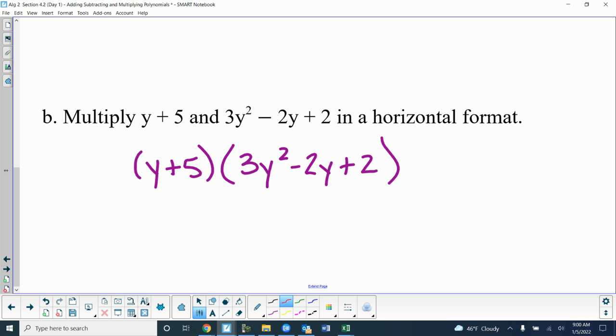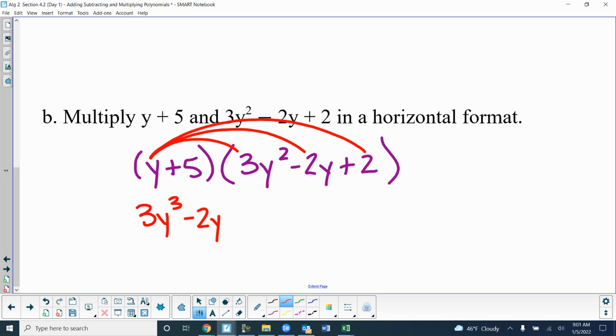Okay, so first we're just going to go y times all three of those. So I got 3y cubed. Y times -2y is -2y squared. Y times 2 is 2y. All right, and then multiply the 5 times all three. Oops, I did that too quick. 5 times 3y squared is 15y squared.